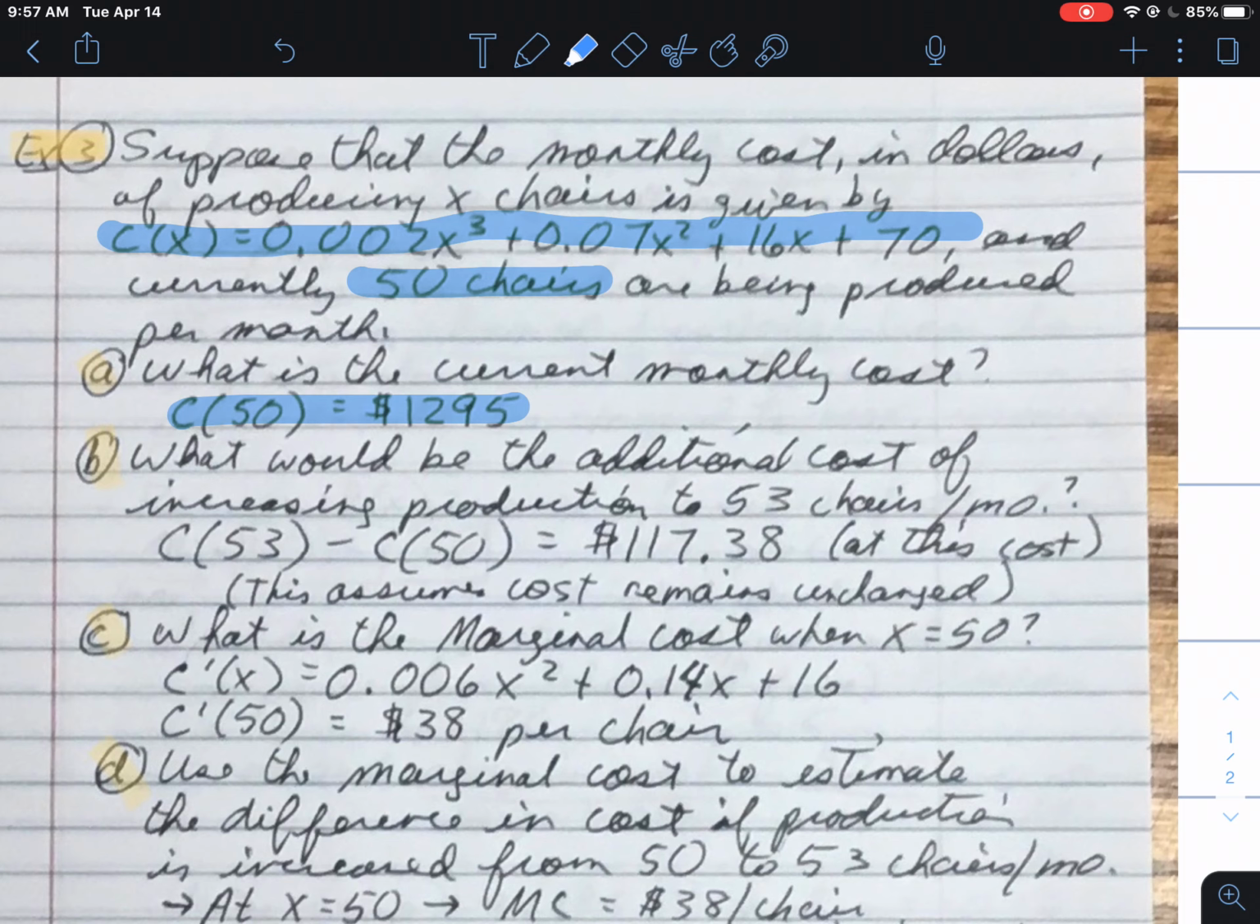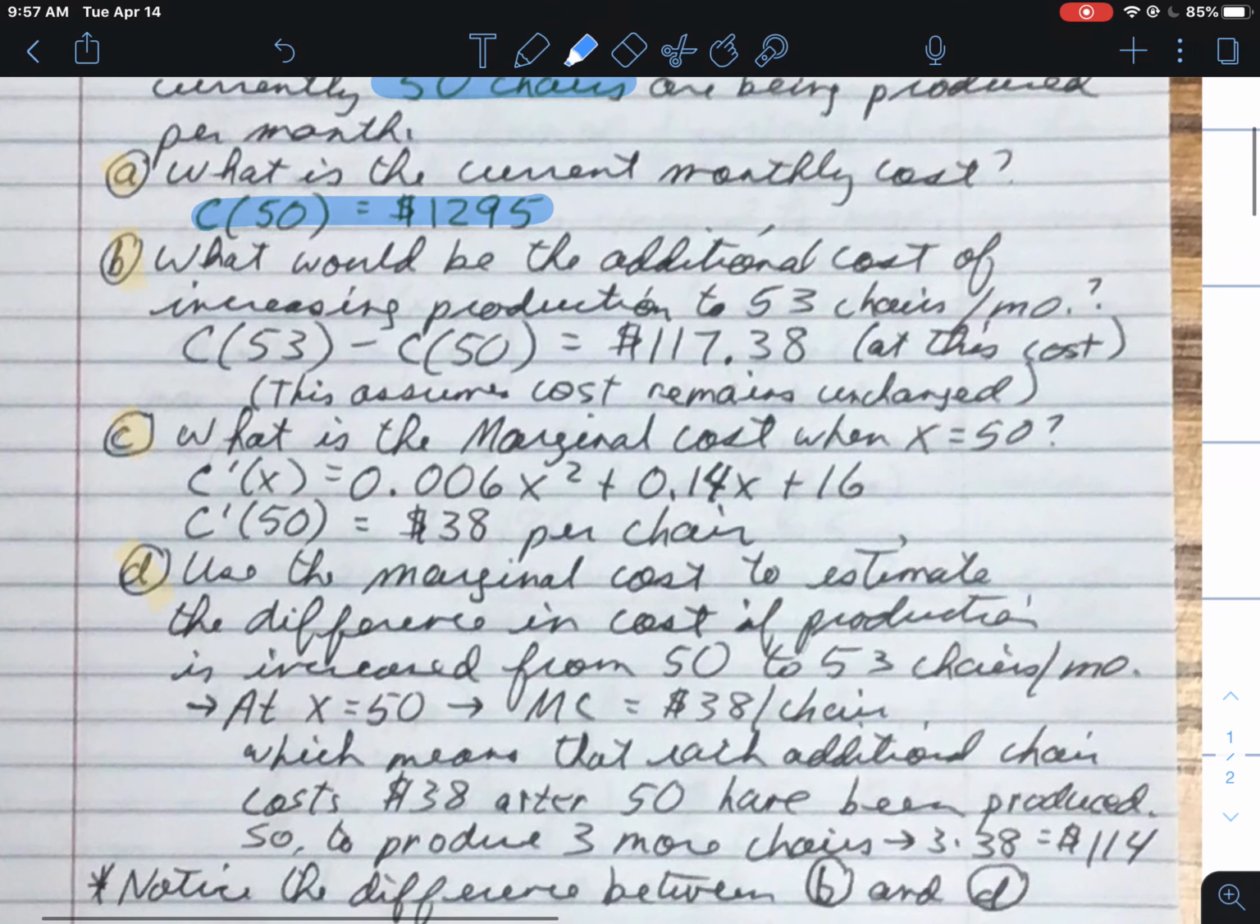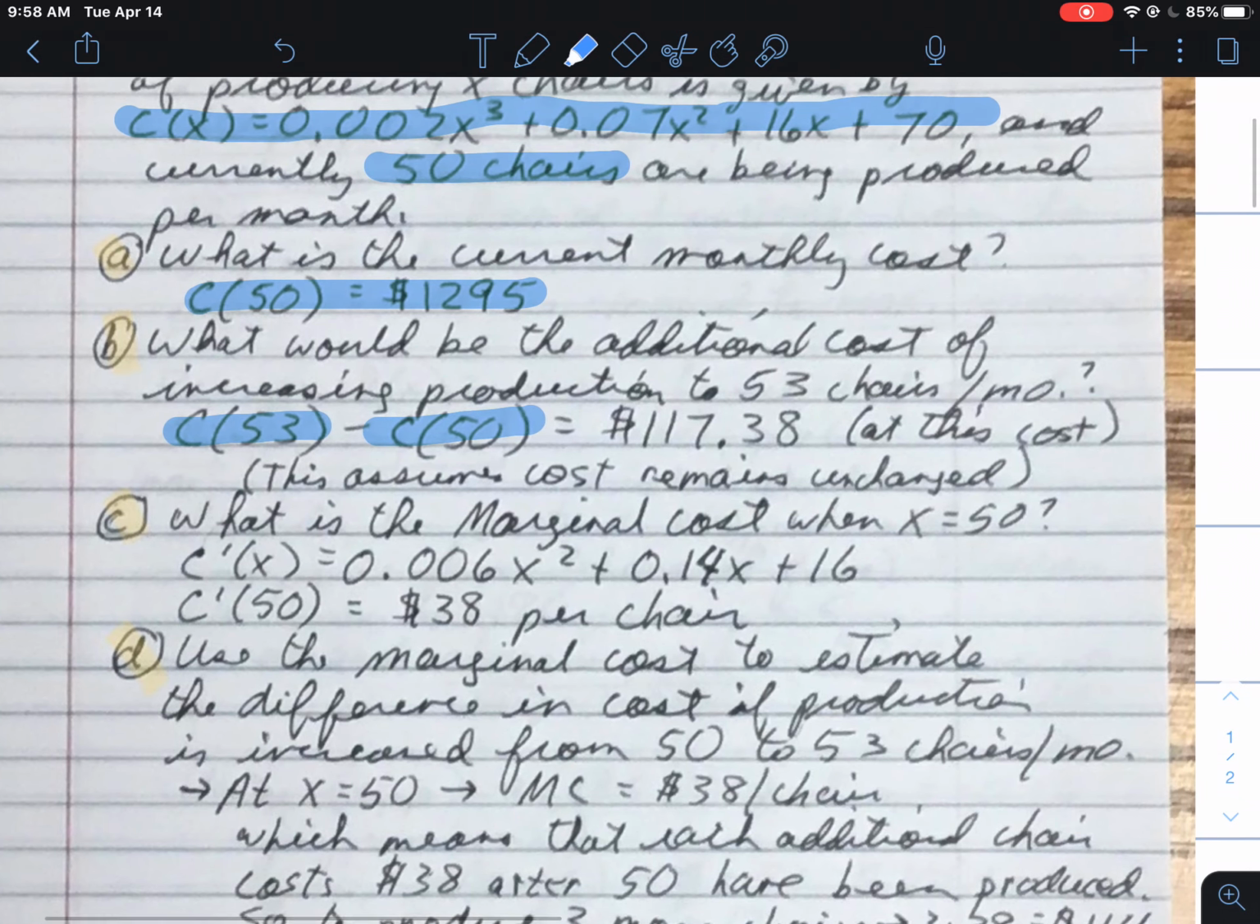Question part B. What would be the additional cost if we increased production to 53 chairs per month? All right, so instead of 50 chairs per month, let's increase our production to 53 chairs per month. What is the additional cost? Well, we already found the cost of producing 50 chairs. We could simply find the cost of producing 53 by plugging that into our cost function, and we take the difference of the two.